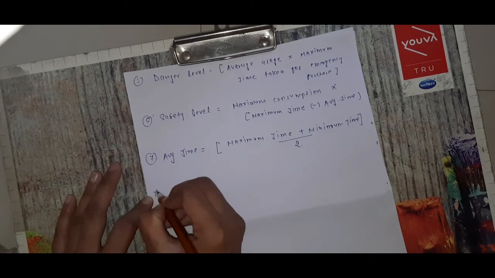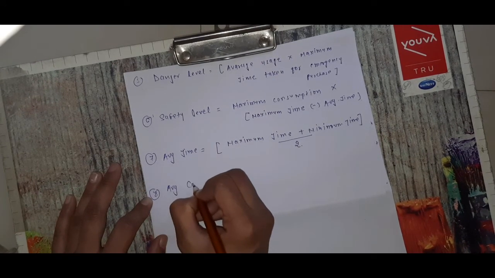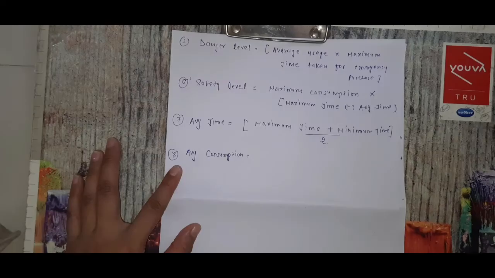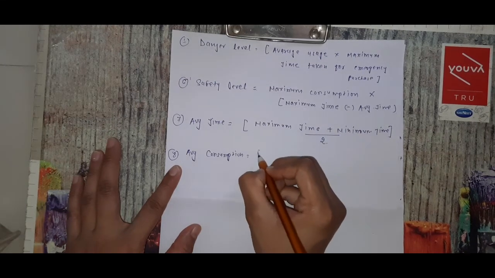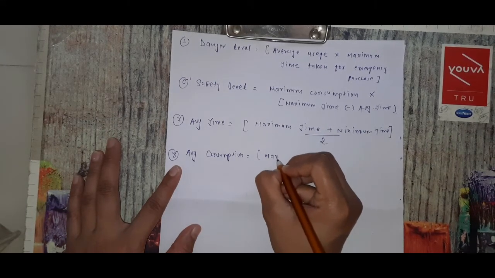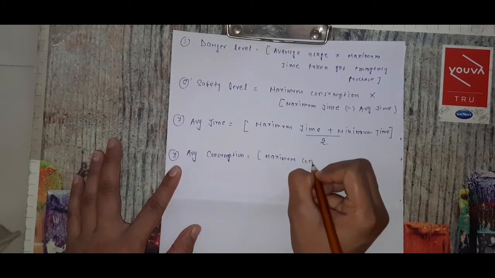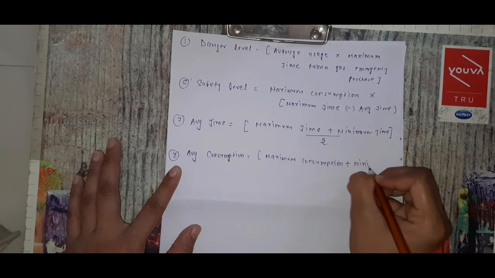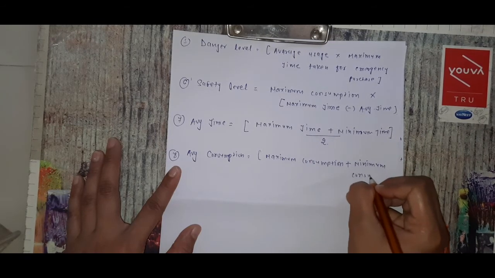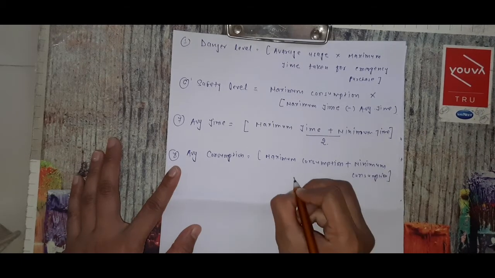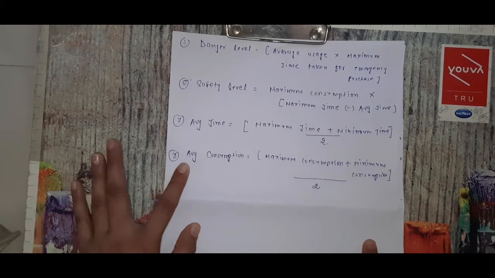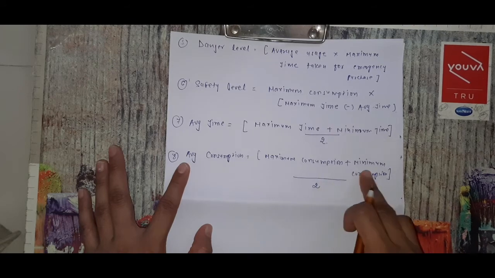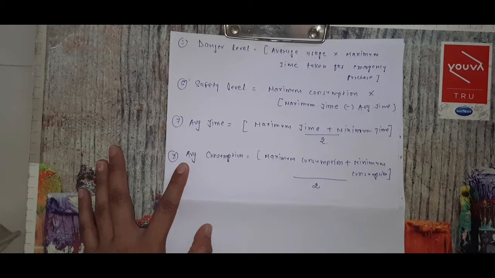Now go for the eighth formula, that is average consumption is equal to maximum consumption plus minimum consumption divided by 2. So what is formula for average consumption? It is maximum consumption plus minimum consumption divided by 2.